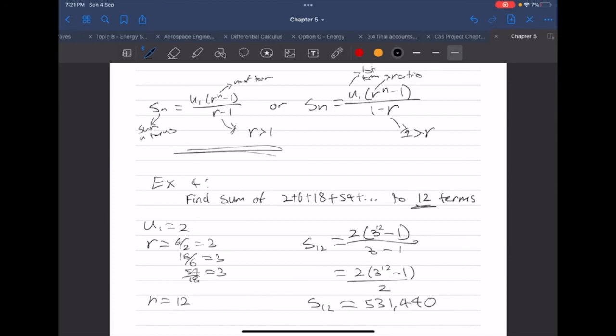And yeah, that's all you need to know about sequences and series, and that's all you get tested on.